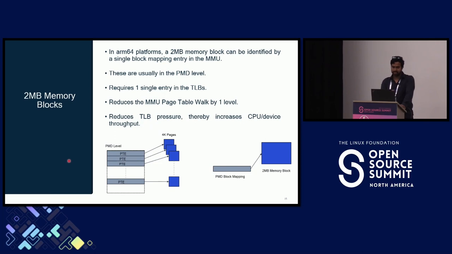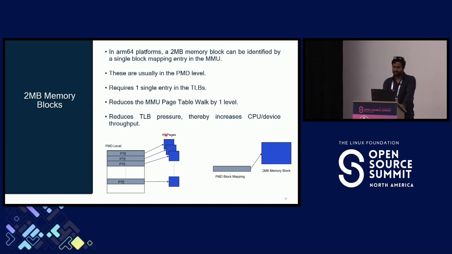Now, 2 MB memory blocks. This is also an important thing to understand, because in the pools we actually try to reserve 2 MB blocks. On an ARM64 platform, a 2 MB block can be pointed to via a single mapping in your memory descriptor, usually at the PMD level. For example, at the leaf level, you have these PTEs, and if your pages are 4K granular, each of the entries in your last level is a PTE entry, and they all point to 4K pages.